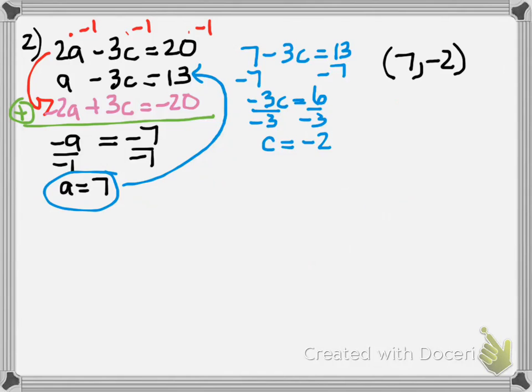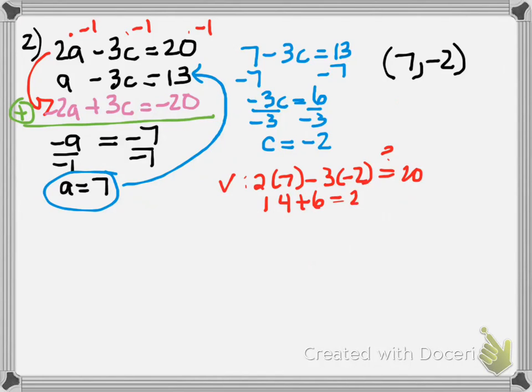And then I'm going to go ahead and check my work and see if 2 times 7, the A value, minus 3 times negative 2, the C value, does that actually equal 20? So I get 14 plus 6, double negative makes a positive, and I get 20 equals 20. So it satisfied the top equation.